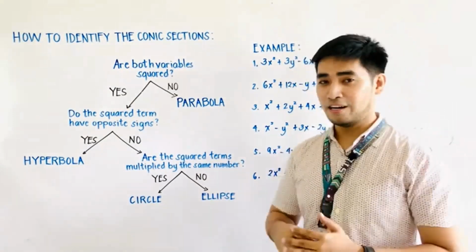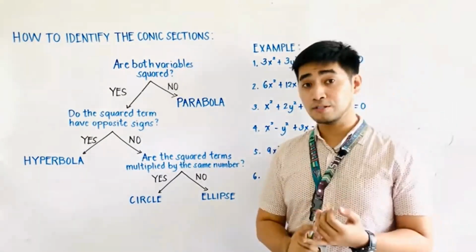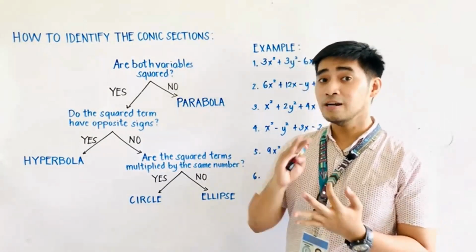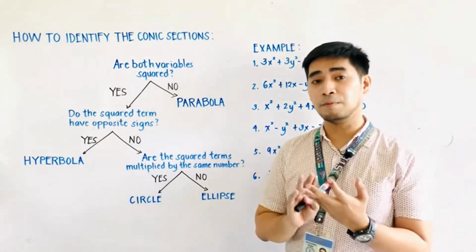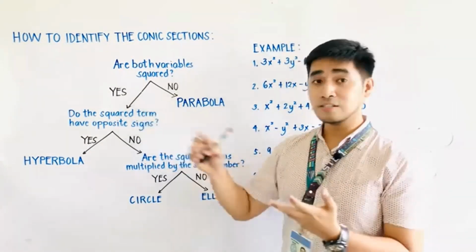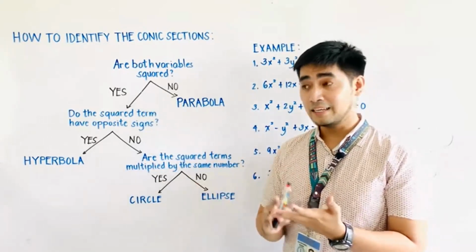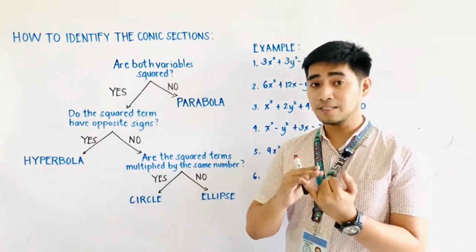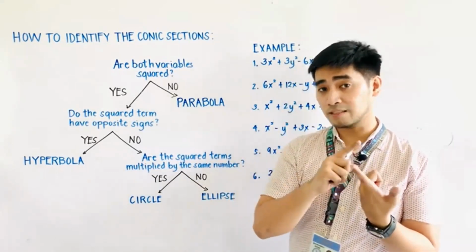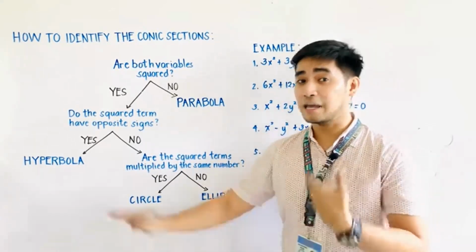Again, these are the guide questions. So the first question is, are both variables squared? If yes, you need to ask yourself again a question. If no, the answer is a parabola because the equation of the parabola only contains one variable being squared. And if your answer is yes, the question is, do the squared terms have opposite signs? If they have opposite signs, for example, one variable is positive, that is x squared, one variable is negative, that is negative y squared, therefore, it is hyperbola.